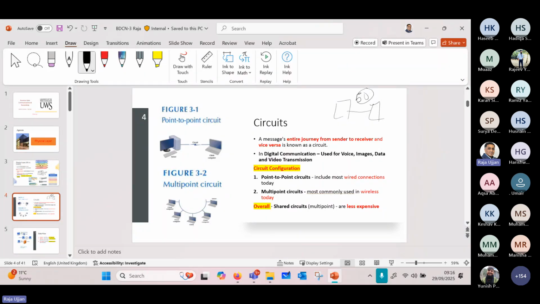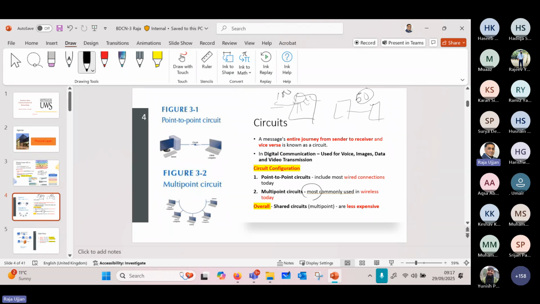Something like multi-point means, let's say we have in BDCN more than 1,000 students. So what will happen if you come to a classroom? You have a capacity of 100 in each classroom, something like this. We can't give 100 cables to all of you, that should not be possible. So what we will do, we'll create a multi-point wireless access so everybody can come and access the internet and so on. So we are using a multi-point circuit.